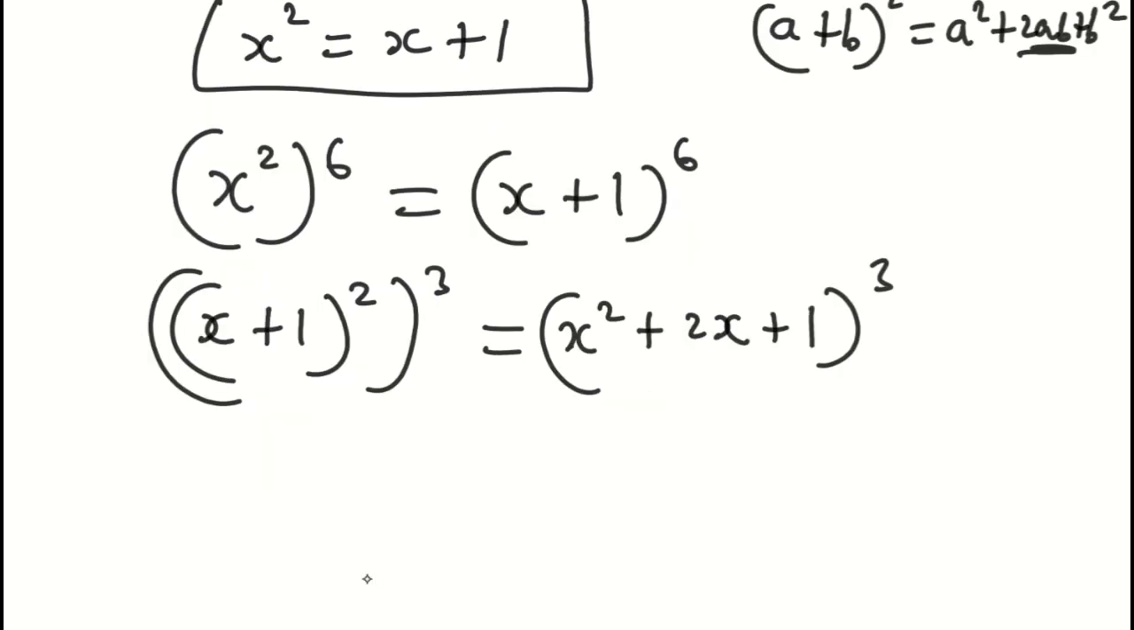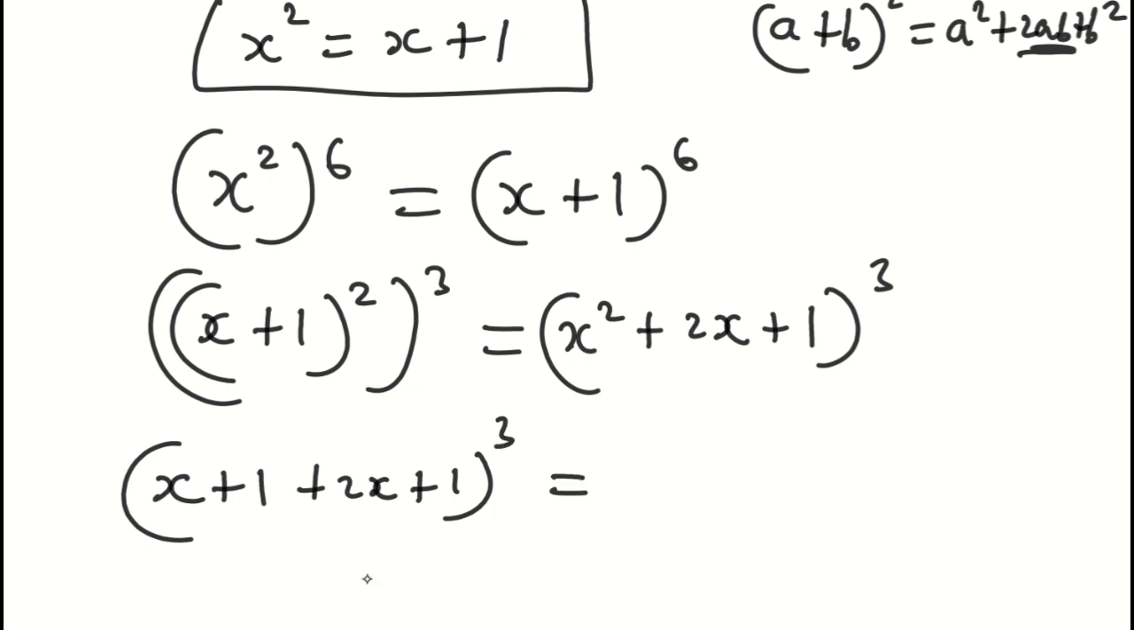3. So remember I told you, whenever you have x squared, replace it with what? x plus 1. So I'm going to have x plus 1. I just replaced x squared with x plus 1. Then plus 2x plus 1, all raised to the power of 3. Good. So let's simplify what we have in the bracket. x plus 2x is what? 3x. And then 1 plus 1 is what? 2. All right, all raised to the power of 3.